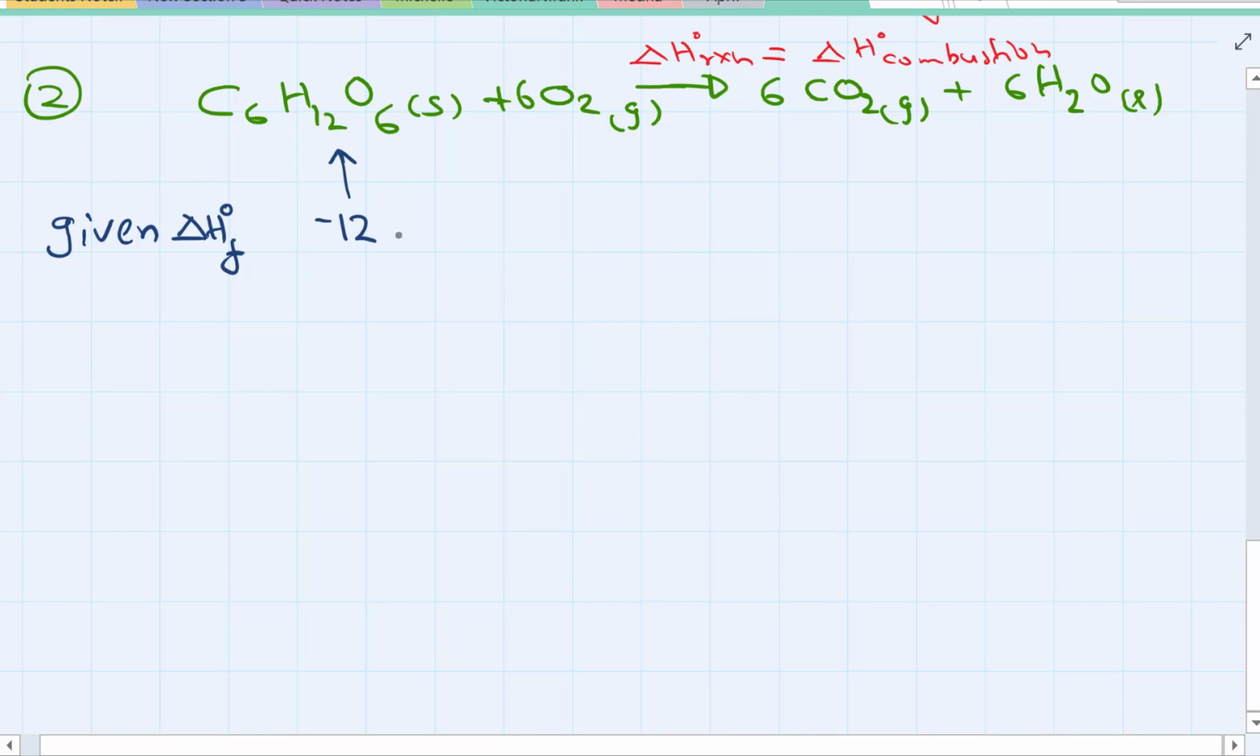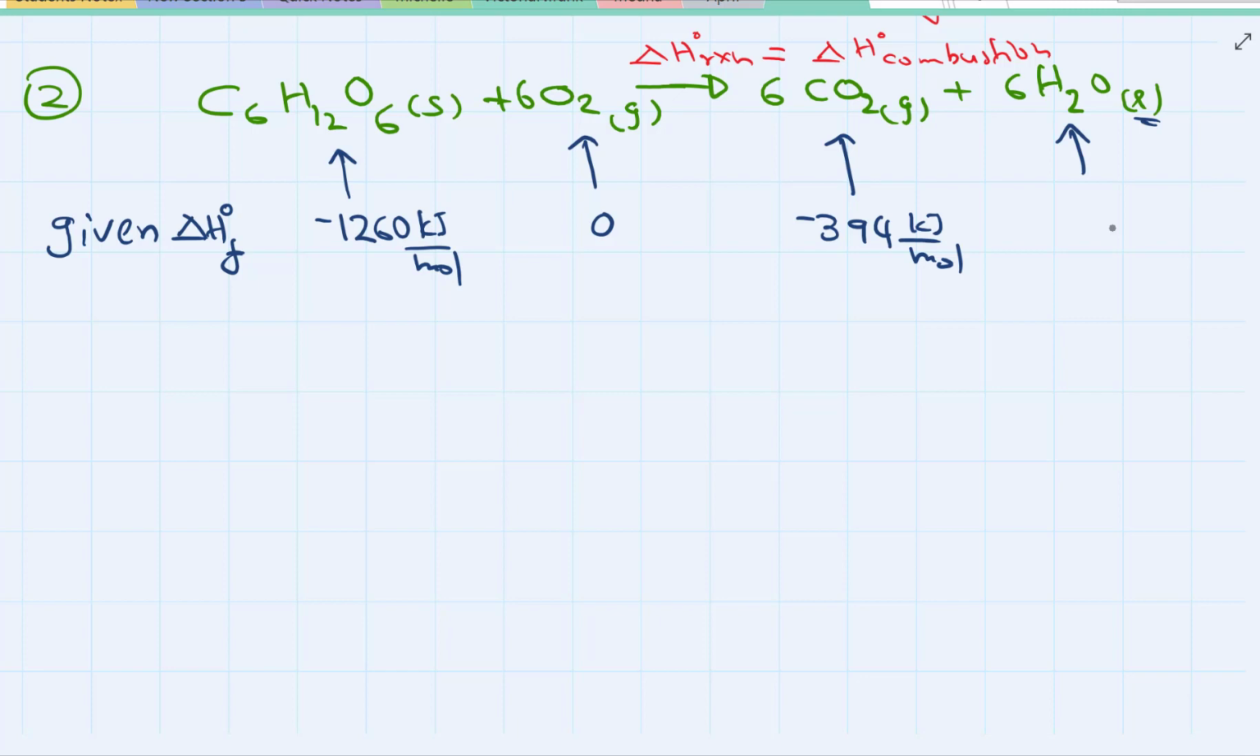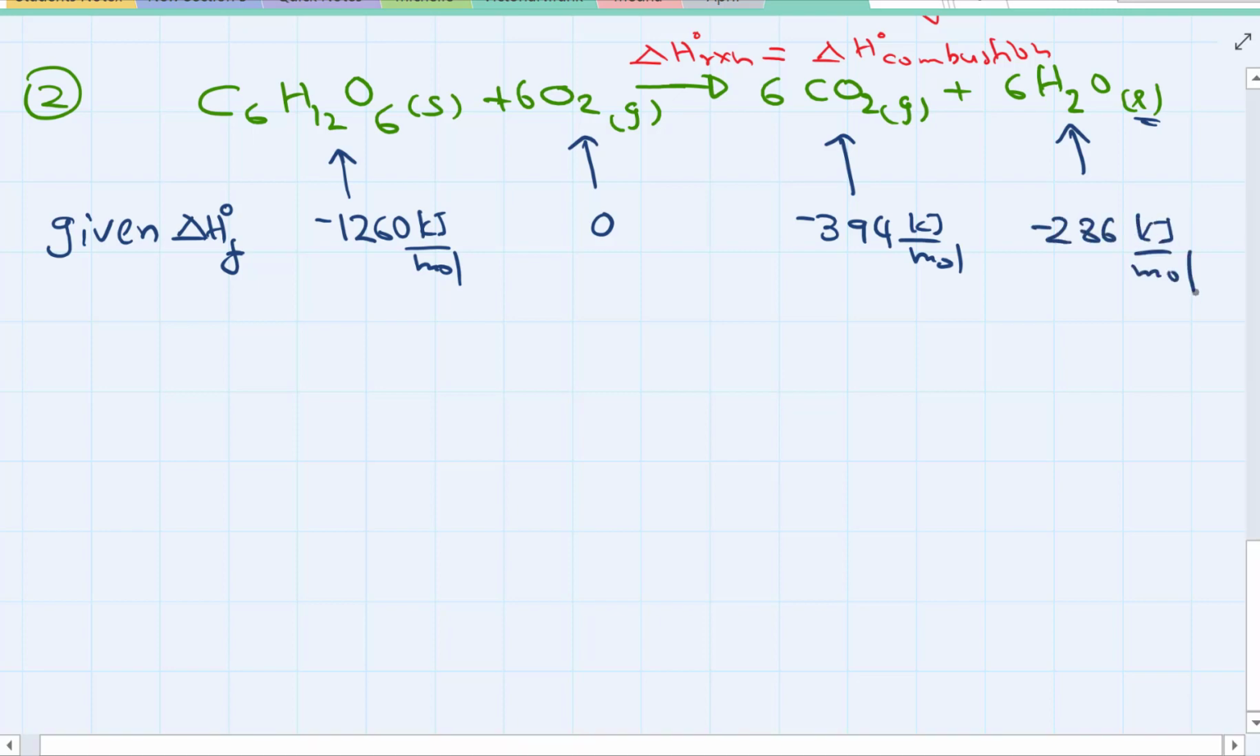Now, what is given for delta H formation? For glucose, it's minus 1260 kilojoules per mole, and oxygen is an element, so there is no formation in it. CO2 is minus 394 kilojoules per mole, and water liquid, let me check, should be 286 kilojoules per mole. In the previous one I think I had gas, so that's why, that's okay.